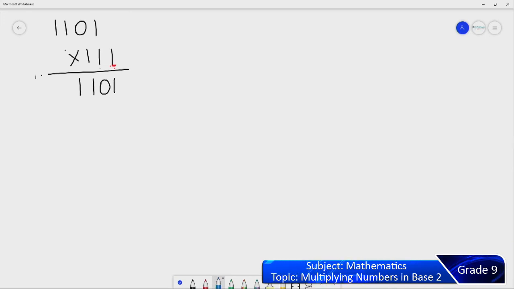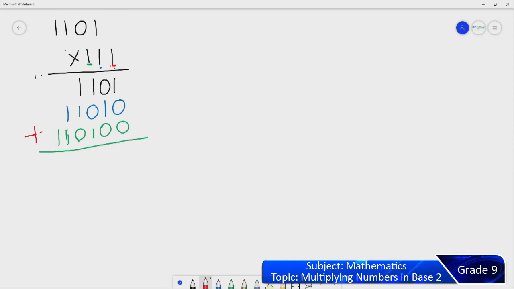Then we move to the second digit. We add our 0 and then we multiply. Anything multiplied by 1 would just be the digit itself, so we could just rewrite it. Finally, we move to the final one that we're multiplying by, and now we have to add 2 zeros. So 1 multiplied by 1101 would just be 1101. Now we have to add.